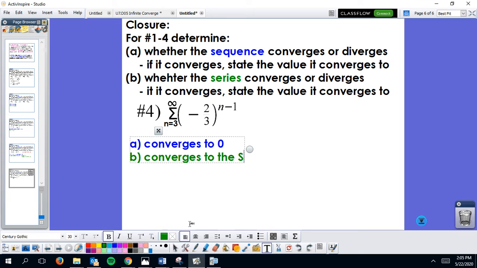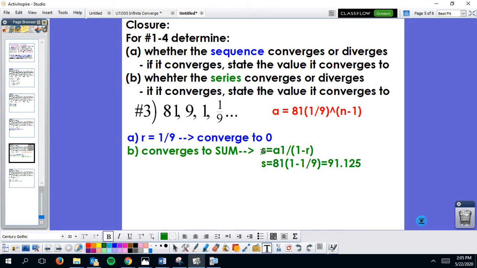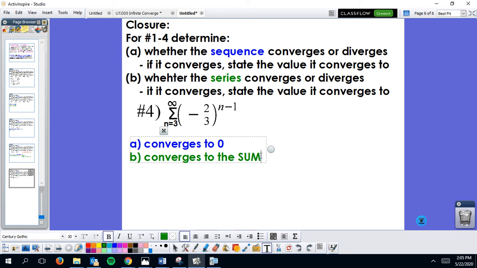When the sequence converges to 0, then the series converges to the sum. Now, let's find the sum. The sum formula, as we wrote here, is A1 over 1 minus R. So I'll do that again. S equals A1 over 1 minus R. The problem is that our A1 is not going to be 1 like it looks like. A1 will be whatever we get when we plug in 3. So let's find A1 first.